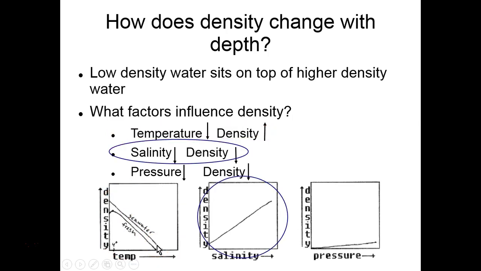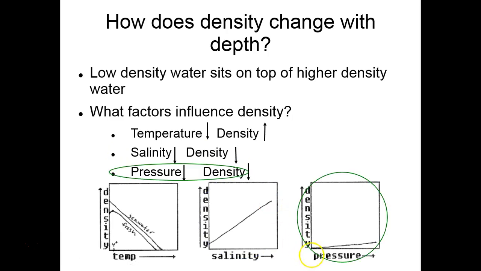For salinity, the density increases with increasing salinity, right? So low salinity, low density. As you increase the salinity, you increase the density. So you also have a positive slope here. For pressure, it's basically similar to salinity, except there's not as big of an effect of pressure. With low pressure, you have low density. With increasing pressure, you have a slight increase in density. So again, the main factors are temperature and salinity.